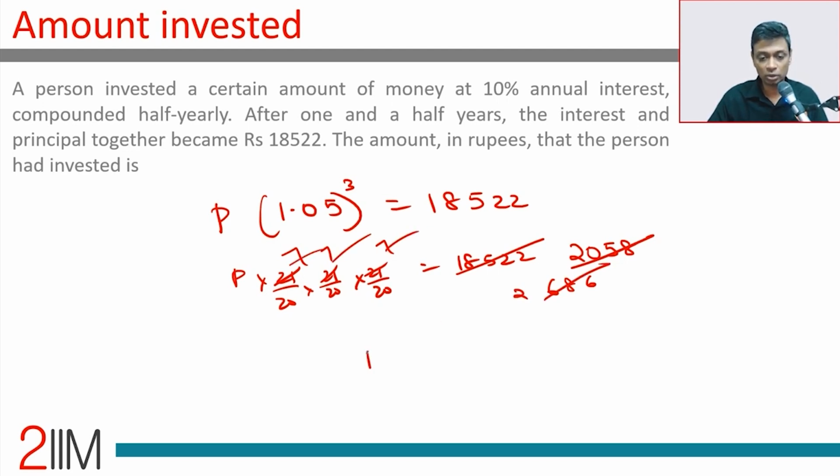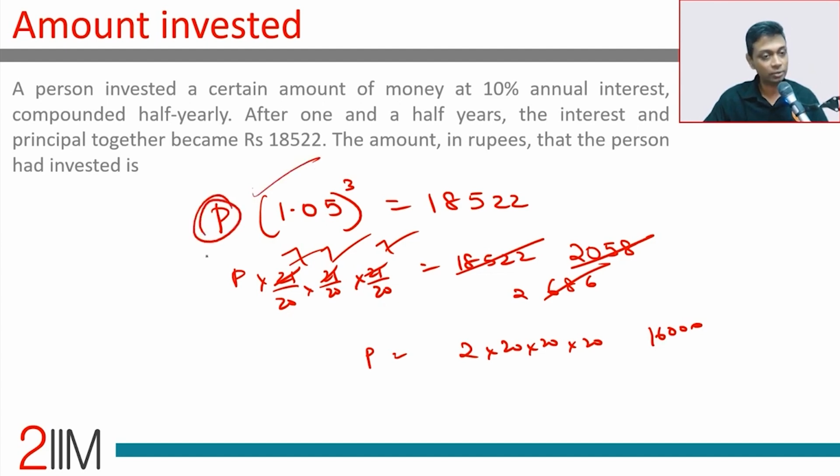Lovely. 2. So the principal is 2 into 20 into 20 into 20. 8,000 into 2, 16,000 rupees. We don't have a calculator, so we're doing this. In the exam context, plug this in, get principal done.